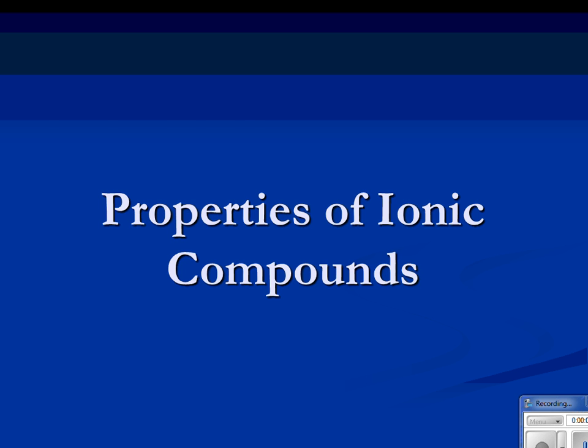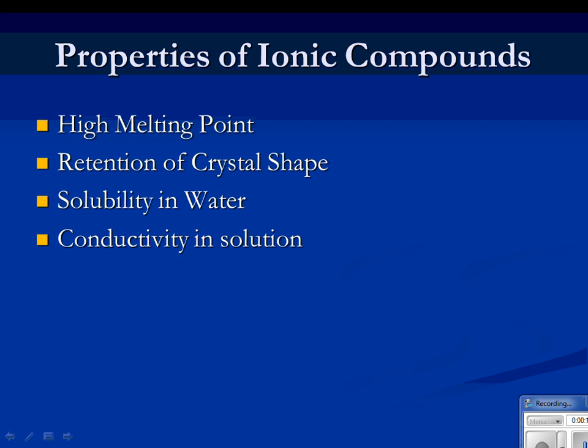Today we're going to talk about the properties of ionic compounds. Now there are four main characteristics of ionic compounds. The first one is that they have a high melting point, and we're always going to go back to NaCl, or table salt, when I talk about these examples. It takes a lot of heat for table salt to break down.